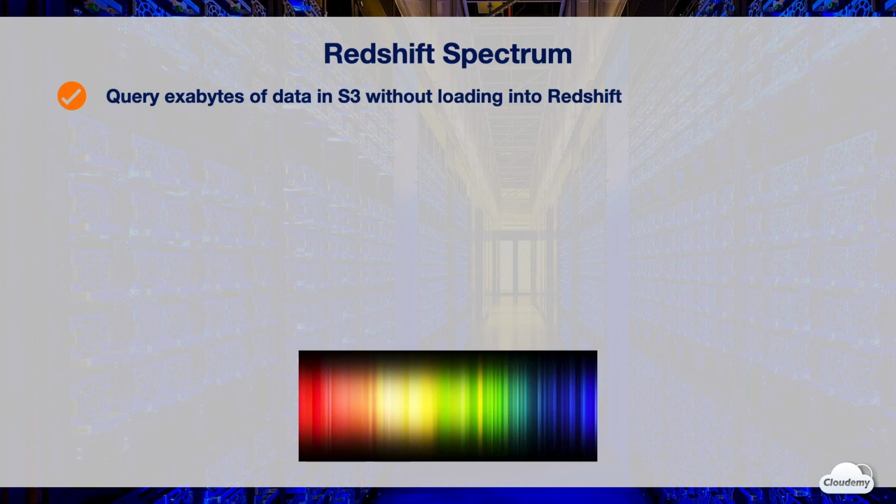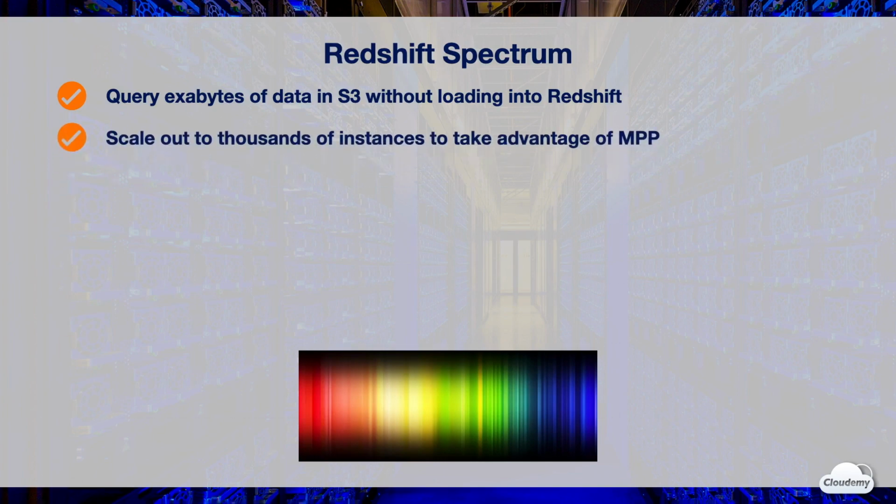Redshift Spectrum is a feature of Redshift that enables you to run queries against exabytes of structured and unstructured data in S3, without loading the data into Redshift tables. Redshift Spectrum resides on dedicated servers that are independent of your Redshift cluster. It can scale out to thousands of instances to take advantage of massively parallel processing.